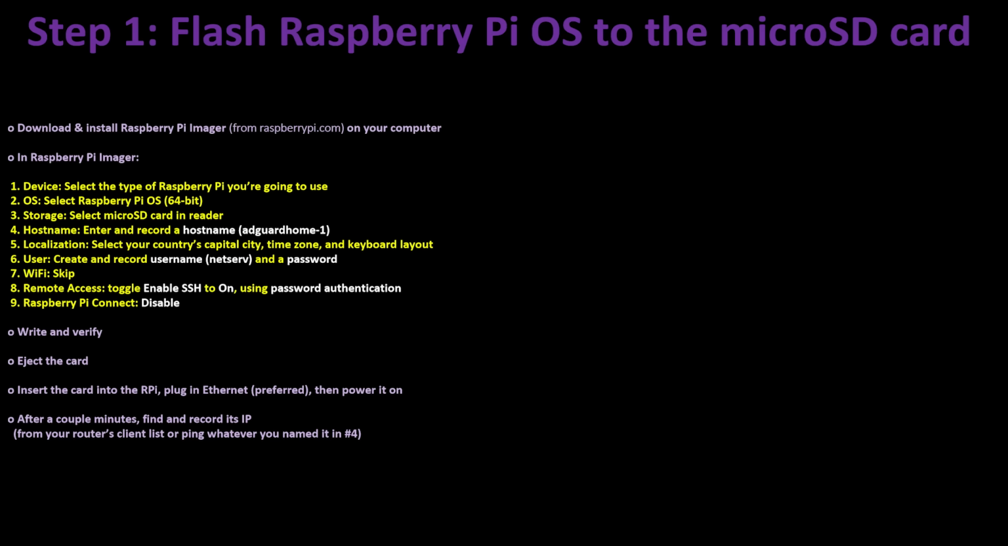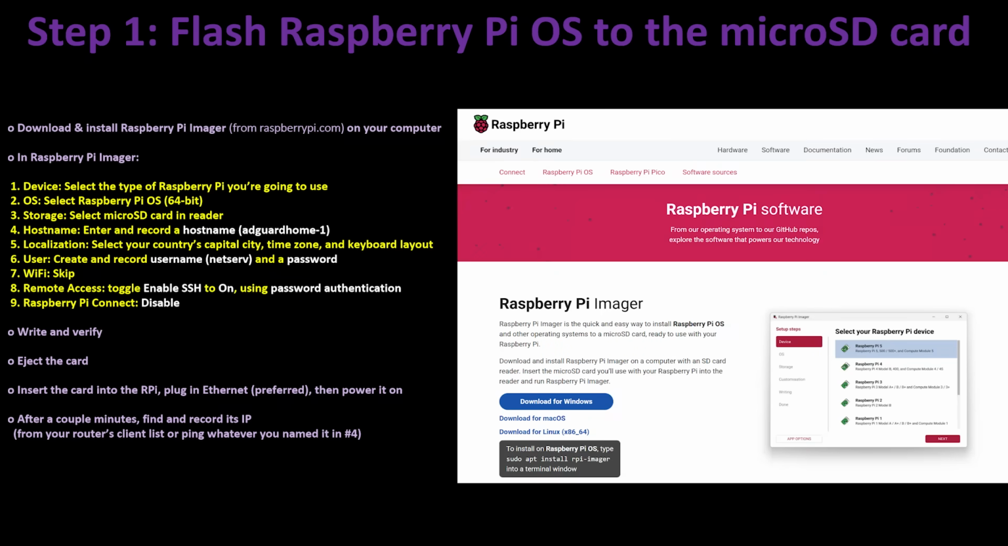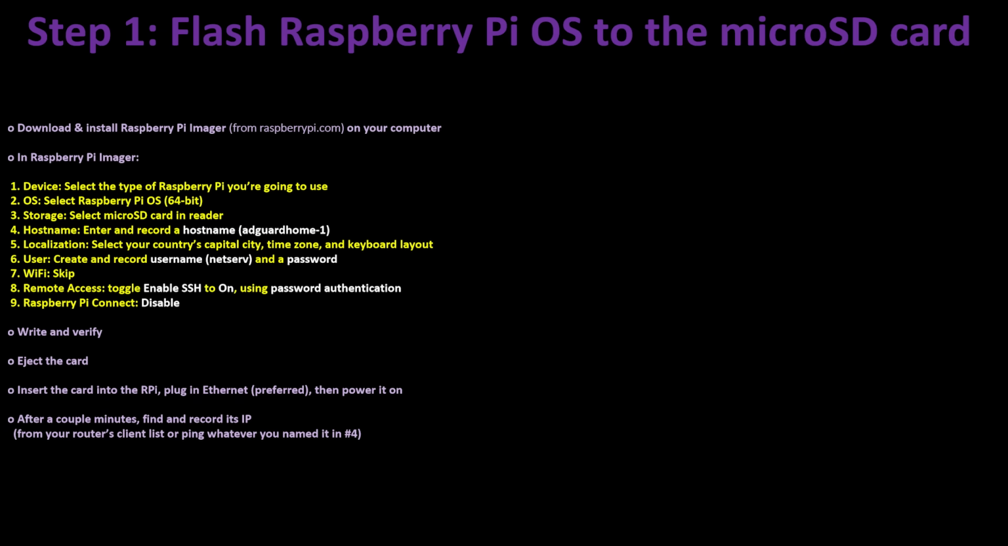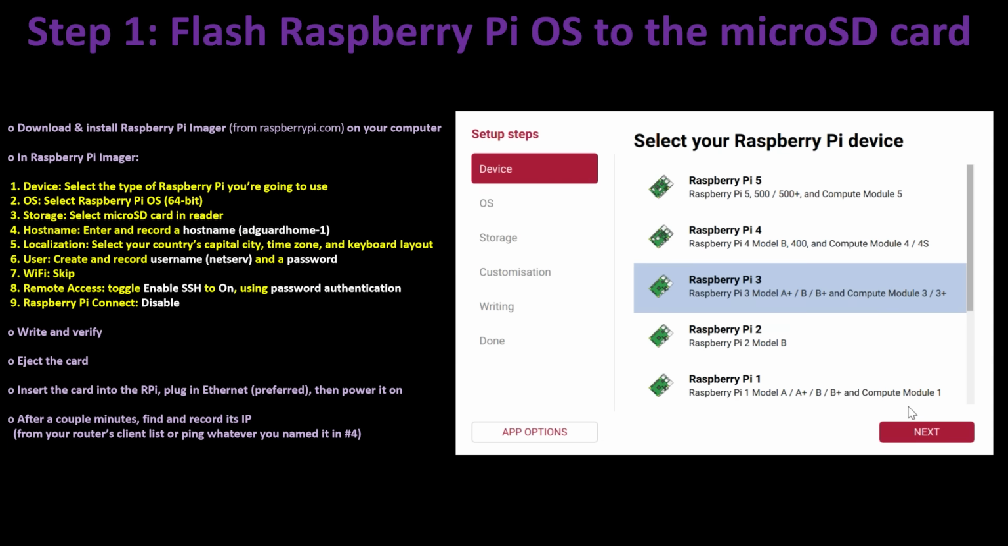Step one is to flash Raspberry Pi OS onto the micro SD card. To do this, you'll need to download and install the Raspberry Pi Imager from raspberrypi.com onto your computer. You can follow the link on the worksheet. Once installed, launch the Raspberry Pi Imager. It's a guided process, and the first prompt is device. Here you'll select the type of Raspberry Pi you're going to use.